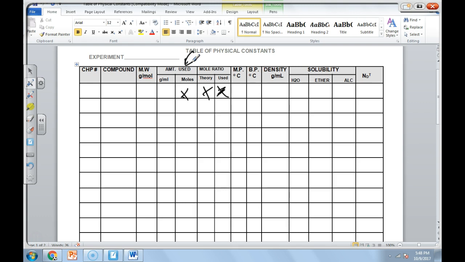So that's what makes the physical constants and pre-calculation sheet different, or in addition to the regular pre-lab.